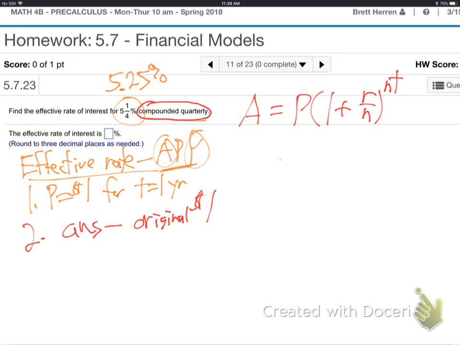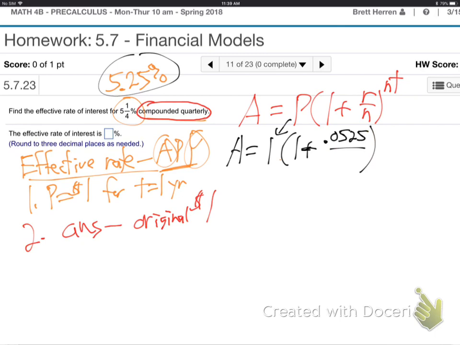Am I on the screen? Barely? Okay. And we put in $1, P is 1. The rate, the listed rate, is 5.25, so make that 0.0525 when you make that a decimal. The N, am I going too quick? What's the N?